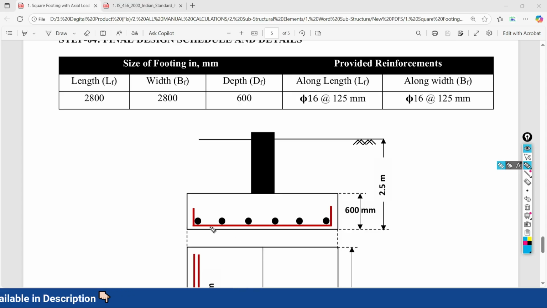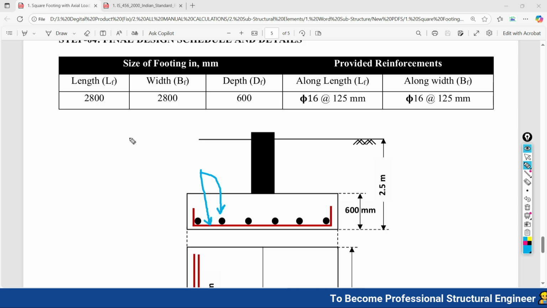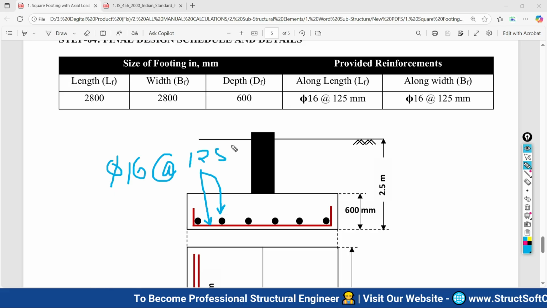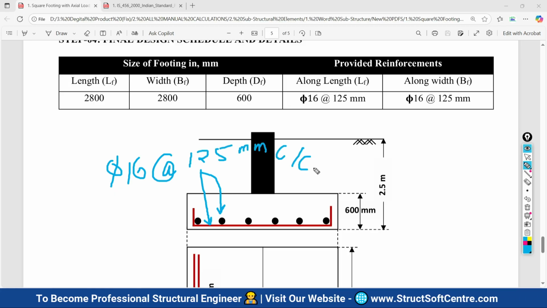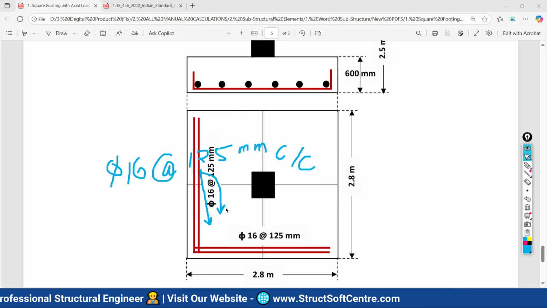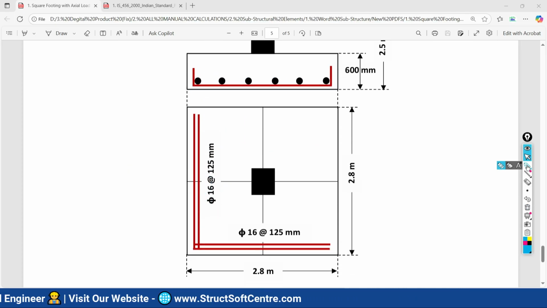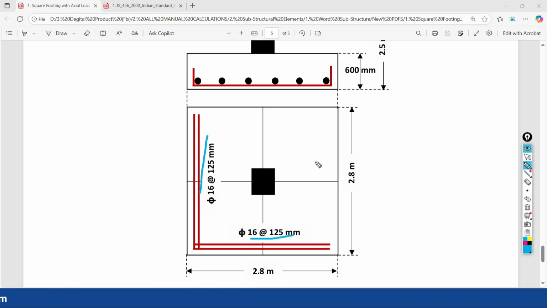So the reinforcement provision here it is shown, and it is the 600 mm depth and it is 2.5 meter the depth of the foundation. Here I missed to show, this is what both the reinforcement in sectional detailing, diameter of bar as 16 at a spacing of 125 mm center to center. We will add it in the file, and in plan view also we can show the detailing of the reinforcement along this direction 16 at 125, along this direction 16 at 125, and the size of the footing 2.8 meter, 2.8 meter.